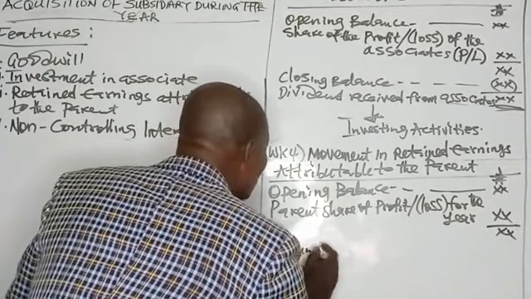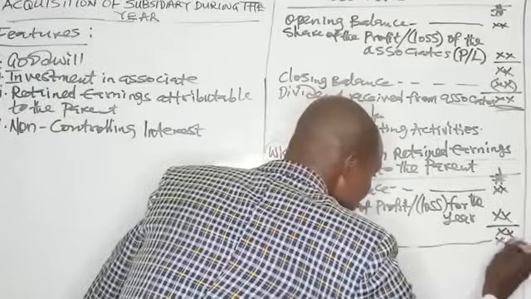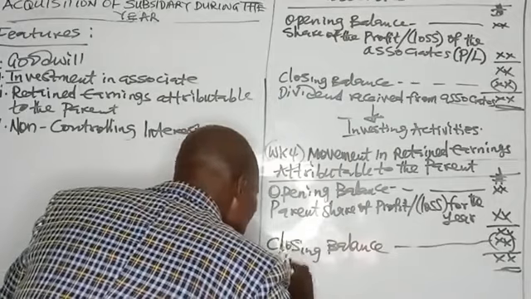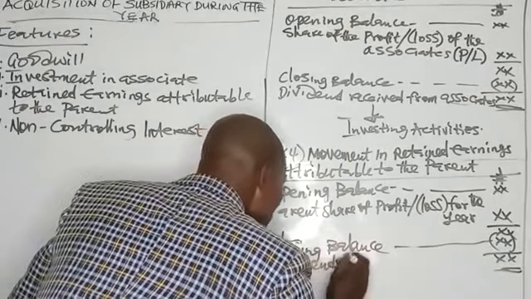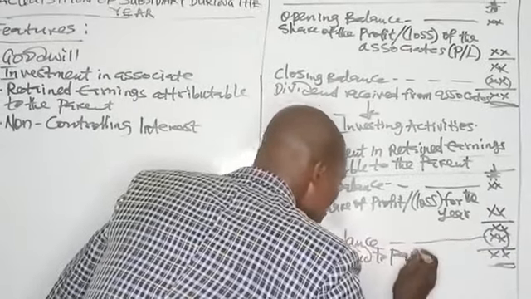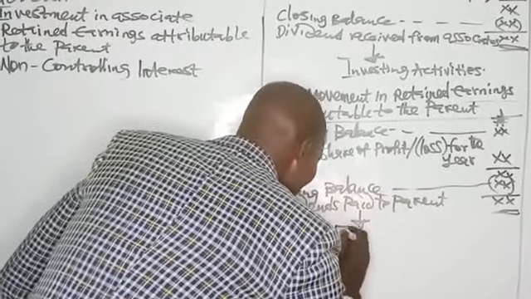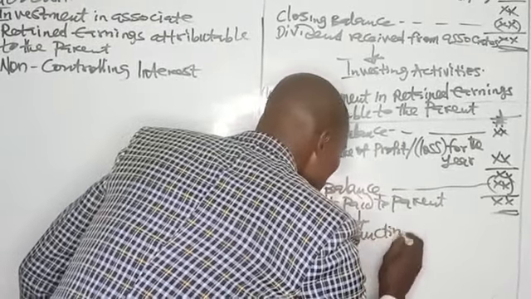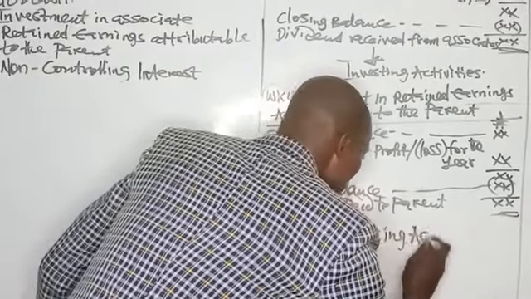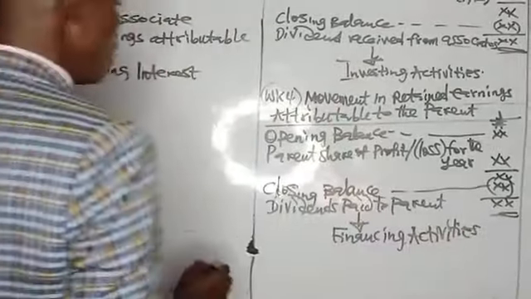Closing balance. Then if you subtract the closing balance, you have dividends paid to the owners of the parent. This amount will be reported under financing activity. Report this under financing activities. Okay, number 5.